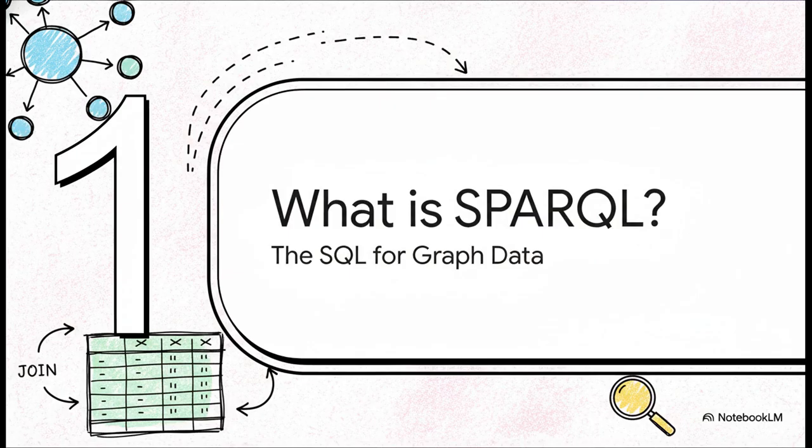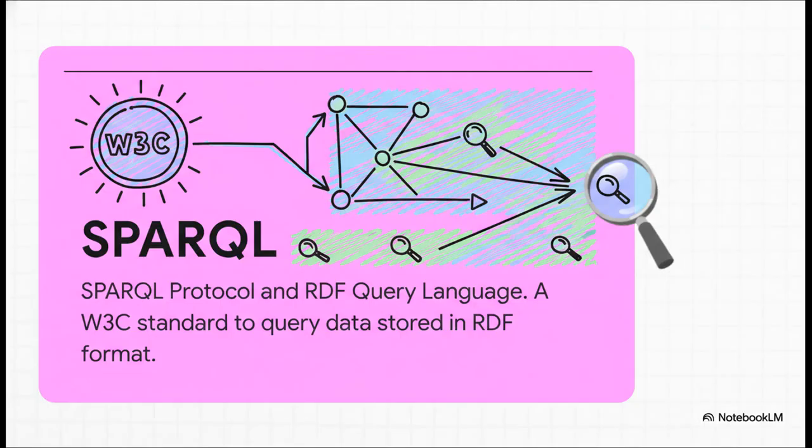Okay, so what is SPARQL? Well, probably the easiest way to wrap your head around it is to think of it as the SQL for graph data. If you've ever used SQL to pull data from a traditional database, you're already halfway there. It's the same idea, just for a different shape of data. Now, the official name is SPARQL Protocol and RDF Query Language. And yes, the S in SPARQL stands for SPARQL. It's one of those fun little recursive acronyms you see in tech.